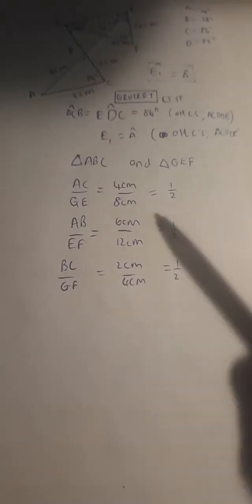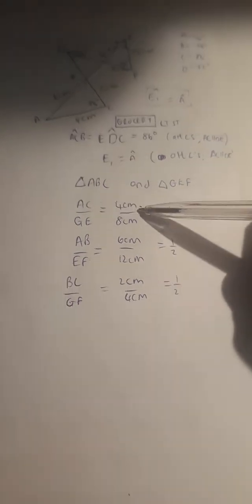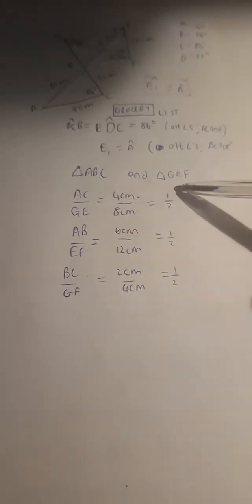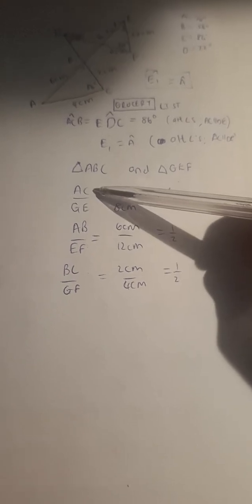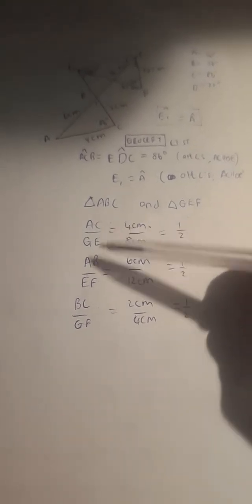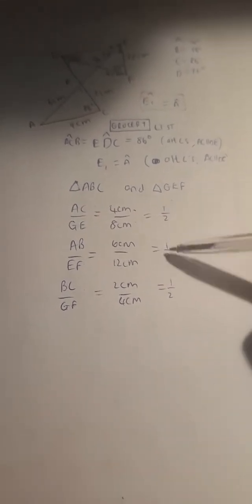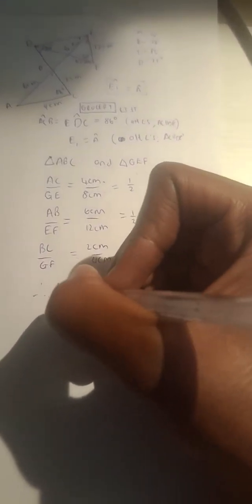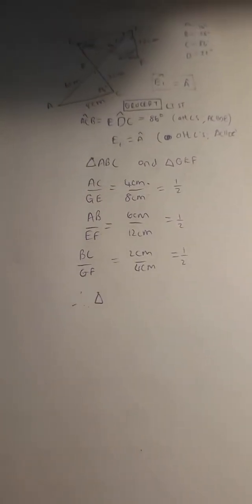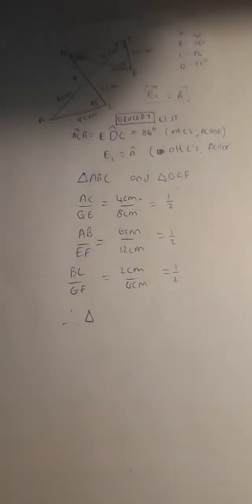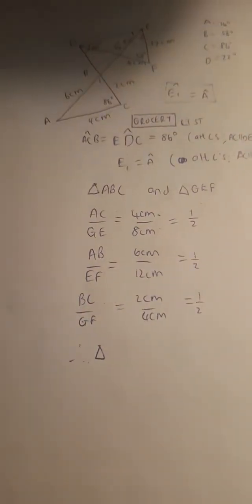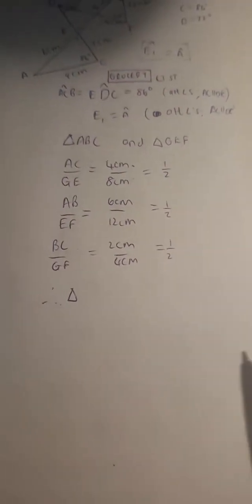What in the world do we mean by triangle ABC and triangle GEF? If the corresponding sides are in the same ratio or proportion, we can then conclude that triangle what? Now be very careful with the order. Very careful with the order, guys. Okay, it's no small matter.